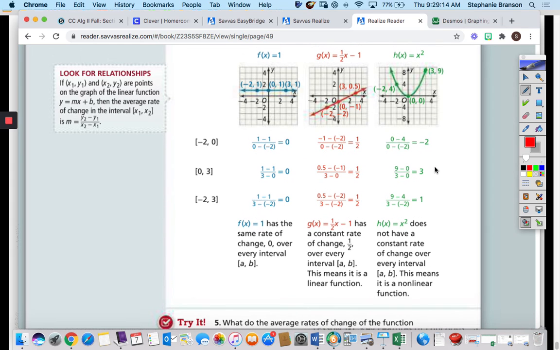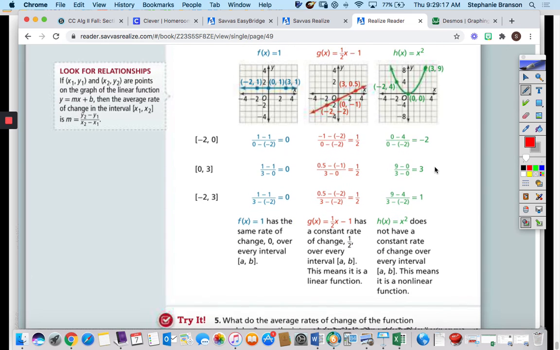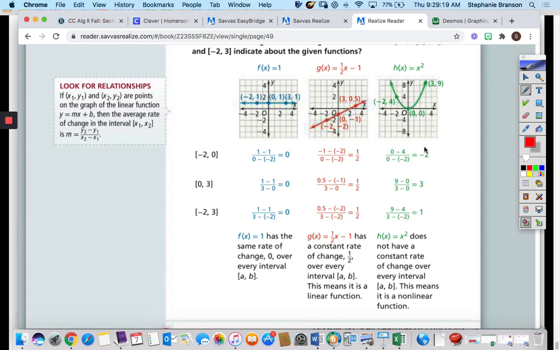So now they show you a parabola here where we got a rate of change from negative 2 to 0. So negative 2, 4, and 0, 0. They got negative 2. But from 0 to 3, they got a slope of 3. But from negative 2 to 3, they got a completely different slope. They got a slope of 1. So since it does not have a constant rate of change over every interval, that means it is a non-linear function. It's not a straight line, which is what we can actually tell by looking at our graph.